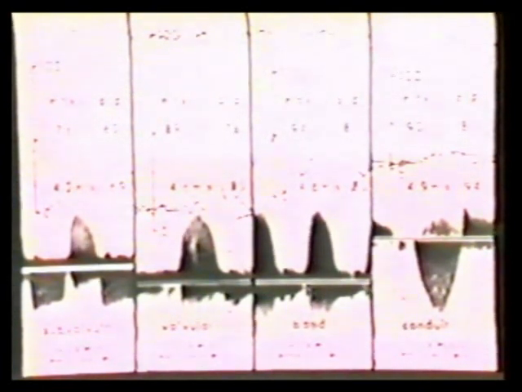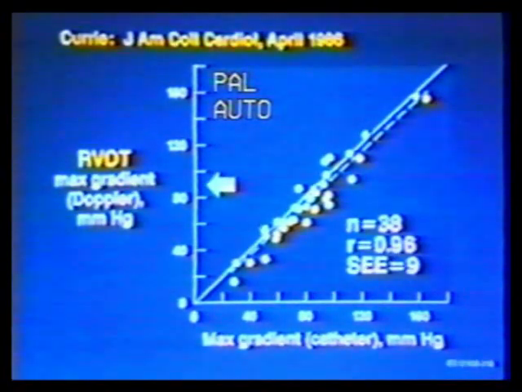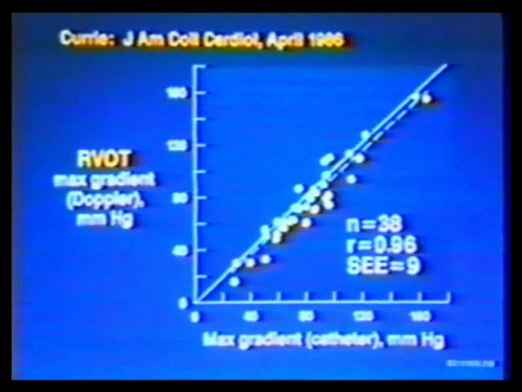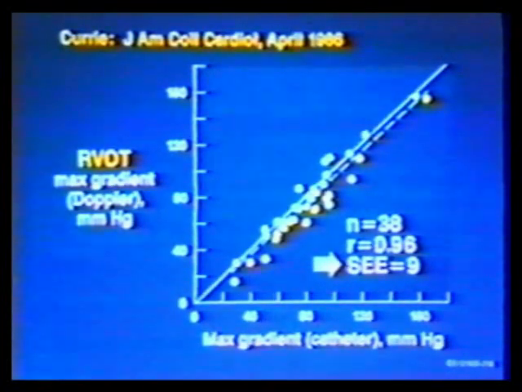Doppler gradient determination for right ventricular outflow tract obstruction, including valvular pulmonary stenosis, was validated in this study from our institution, published in 1986. 38 patients with right ventricular outflow tract obstruction were studied by simultaneous continuous wave Doppler and cardiac catheterization. This graph compares the maximum instantaneous RVOT gradient obtained by Doppler with the maximum catheter gradient. Note the excellent correlation with an R value of 0.96 and a standard error of the estimate of 9 millimeters of mercury.